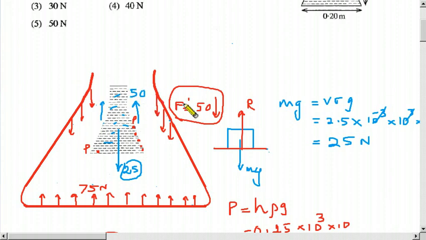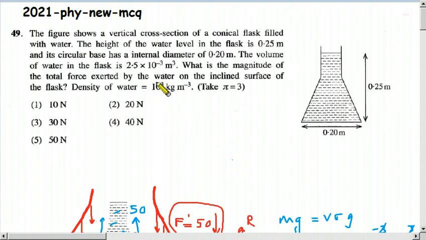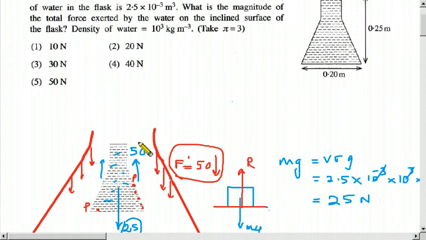So equal to that, the glass gives another 50 downwards, but opposite to this one. However, the water gives upwards 50, must be 50. So that is what they ask, force exerted by the water on the inclined surface. So they ask this one. So we can say this one is the answer. They don't ask the direction. The direction is this way.